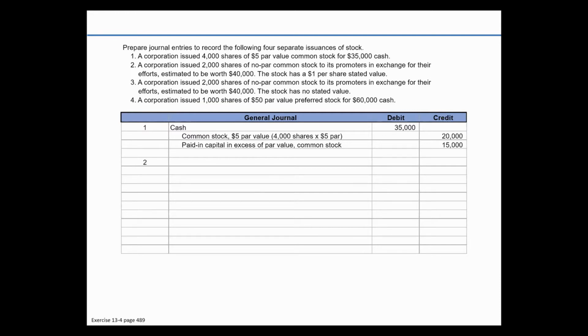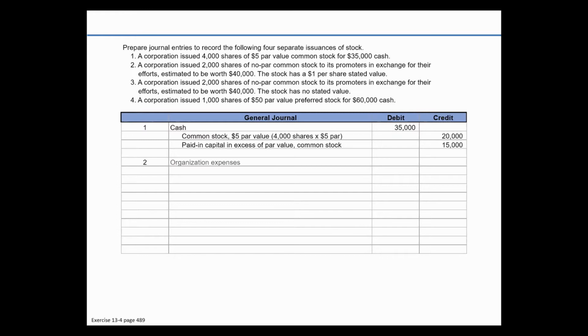Now, number 2 is a corporation that is issuing 2,000 shares of no-par common stock to its promoters in exchange for their efforts, estimated to be worth $40,000. The stock has a $1 per share stated value.